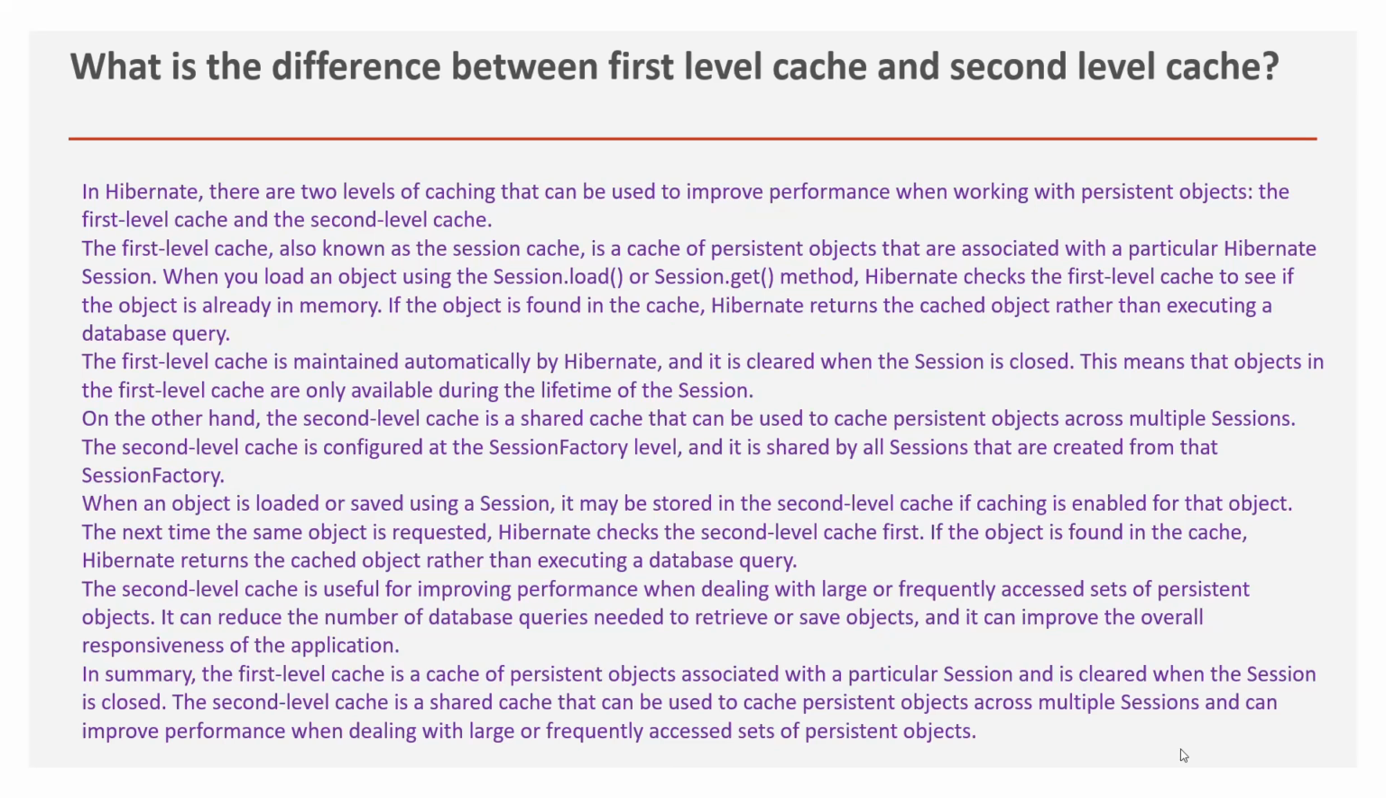On the other hand, the second level cache is a shared cache that can be used to cache persistent objects across multiple sessions. The second level cache is configured at the session factory level, and it is shared by the sessions that are created from that session factory. When an object is loaded or saved using a session, it may be stored in the second level cache if caching is enabled for that object.